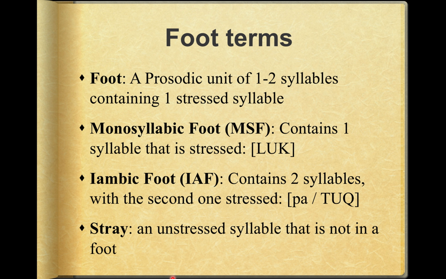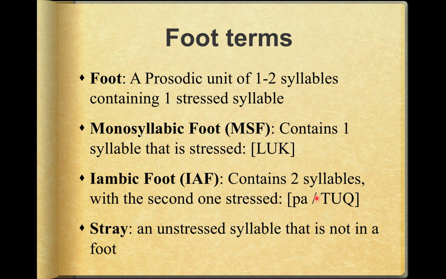So here's a quick review of the terms from the chapter. A foot is a prosodic unit made up of one or two syllables. A foot always contains a stressed syllable, just one. A monosyllabic foot contains one syllable, and that syllable is stressed. The example is look. That's one word, it is one syllable, and it is stressed. An iambic foot contains two syllables. The second syllable in that foot is stressed.